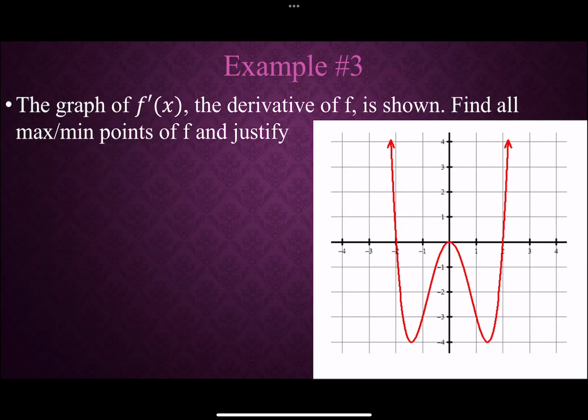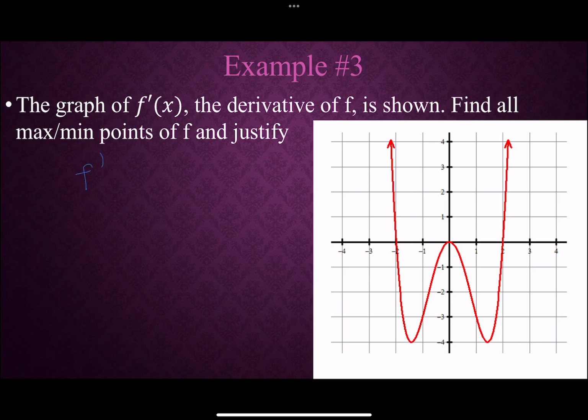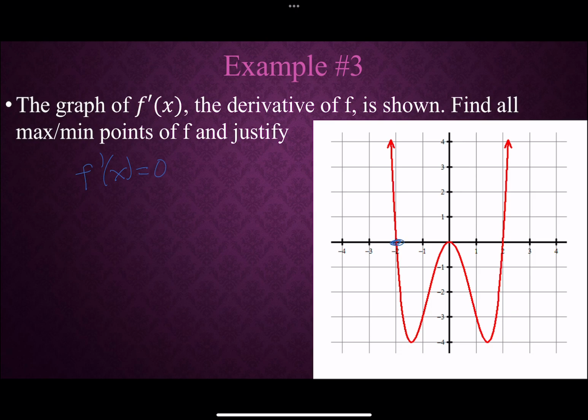Now, if you're given a graph, it's a little bit easier. So they tell us this is the graph of the derivative, and they want to find all max and min points of f of x. Now, for a derivative graph, again, we're looking for when f prime of x is equal to 0. Where is that happening? Well, here at negative 2, here at 0, and here at positive 2. Those are your 3 critical point locations.